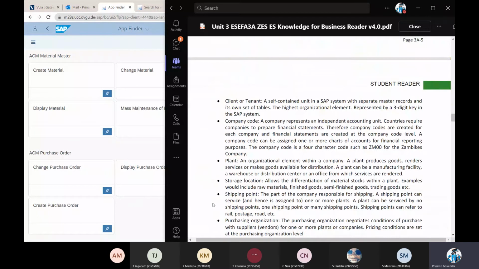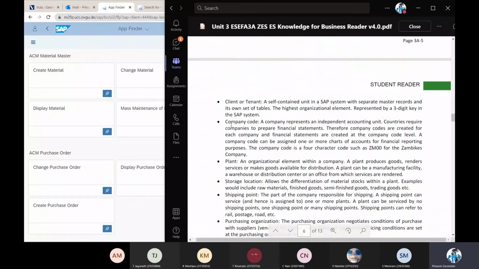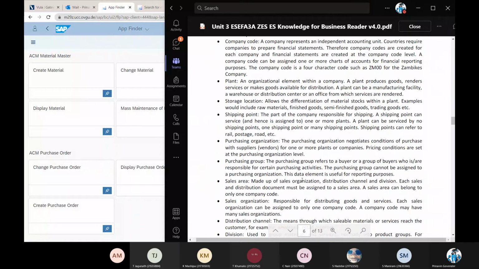Okay, so let's look at the words, the next one. They talk about a company code. A company represents an independent accounting unit. Countries require companies to prepare financial statements. The company code is a 4-character code such as ZM00 for the Zambics company. So we use ZM, mine is 000. Someone would have ZM050, I think that's Mr. Maniram. And Mr. Mbele was 0 something. So that's our company code. You can read all of that.